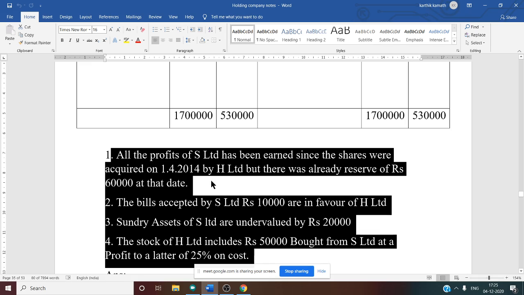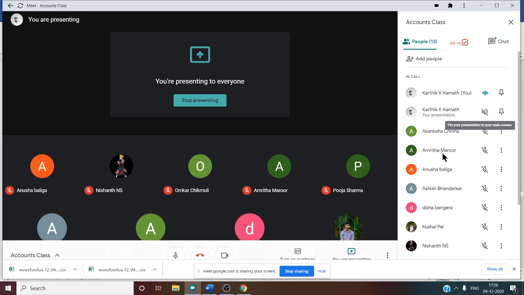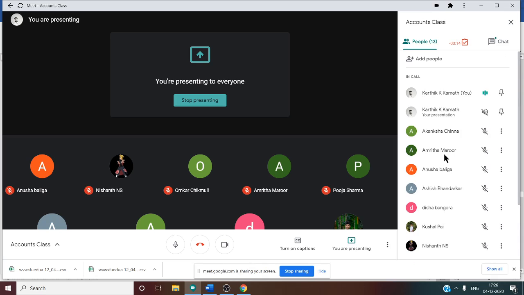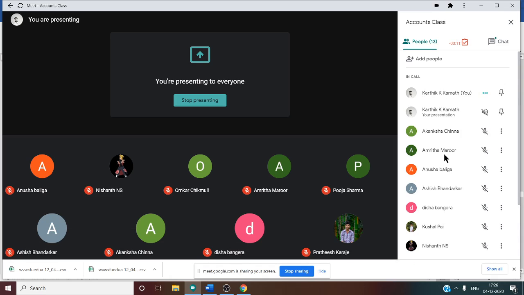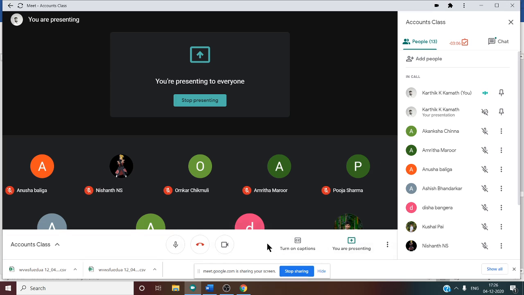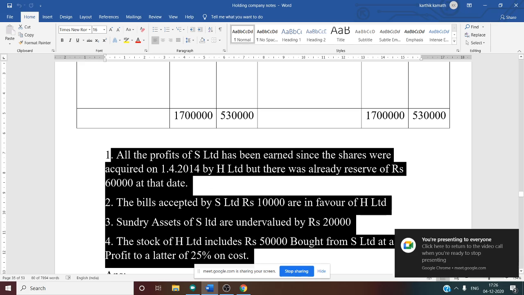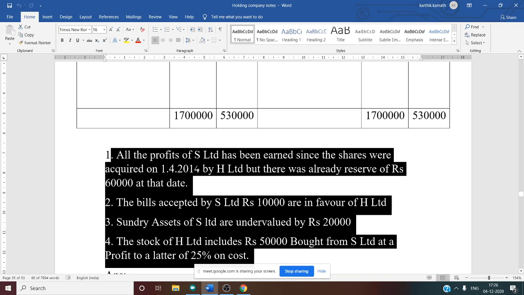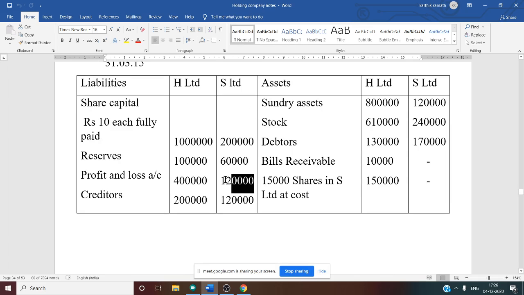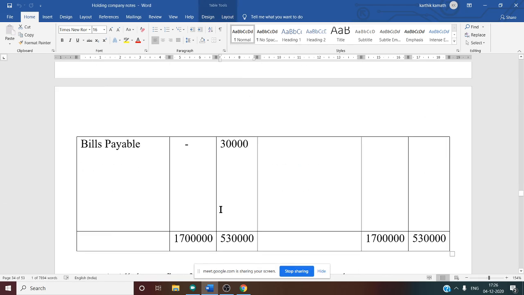So that means what? Can you tell me whether there is a pre-acquisition profit or a post-acquisition profit by seeing the adjustment? Tell me whether there is a pre-acquisition profit or a post-acquisition profit. After the acquisition of shares, there is a profit. They said, see this, all the profit of the subsidiary has been earned since the shares were acquired. That means whatever profit is available becomes post acquisition profit. That means whatever profit is given in the balance sheet, the entire profit of the subsidiary company is post acquisition profit.